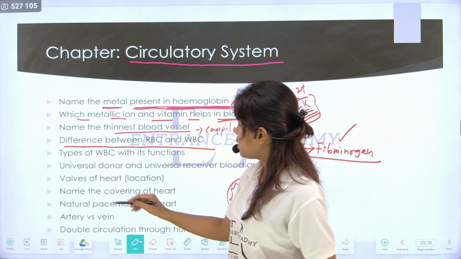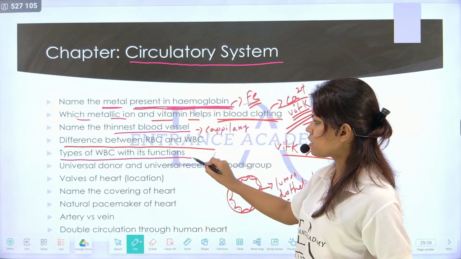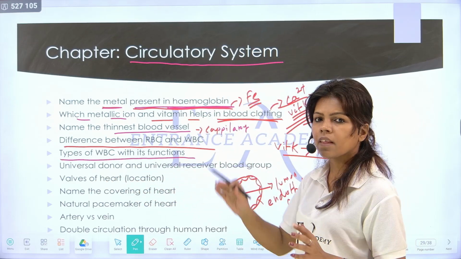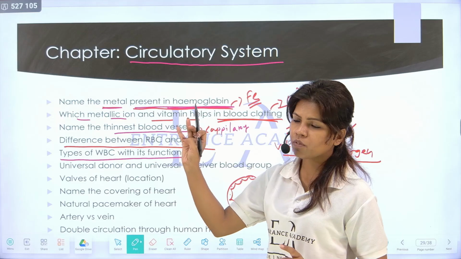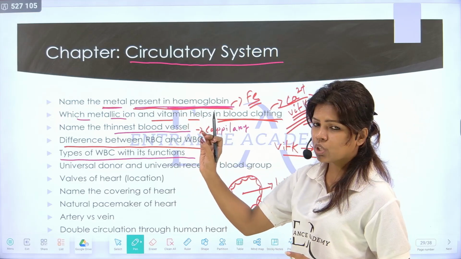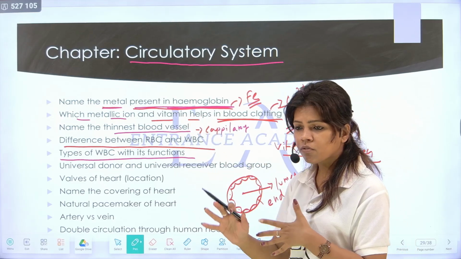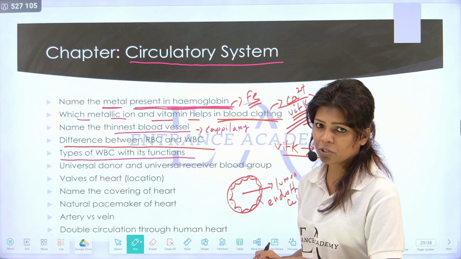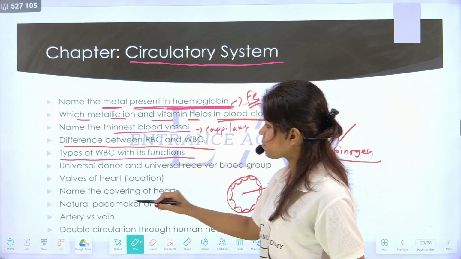Next, types of WBC with their functions. Five types of WBCs are there, as I said: monocyte, lymphocyte, neutrophil, eosinophil, basophil. And these five types of WBCs have different types of functions. So these are very important.